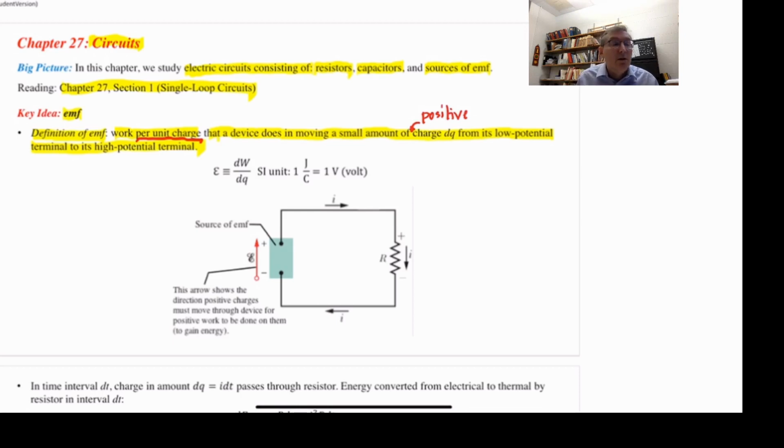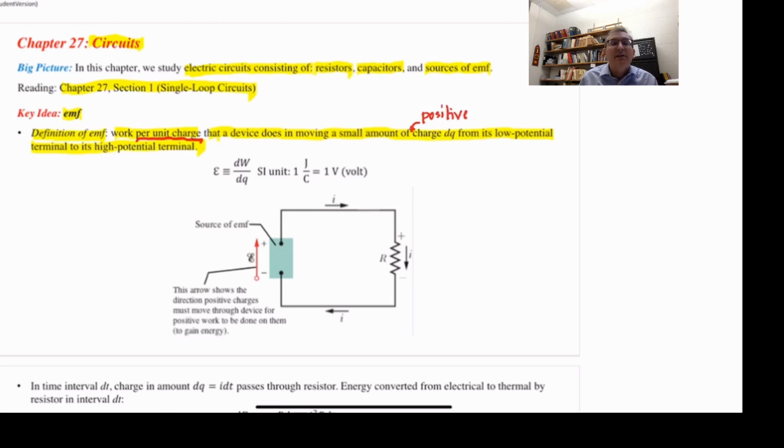Okay. Doing work, remember, is a way to supply energy to a system. So that's what our source of EMF is doing. It's doing work on our charge carriers, in our current that flows through, and thereby providing energy to our current.